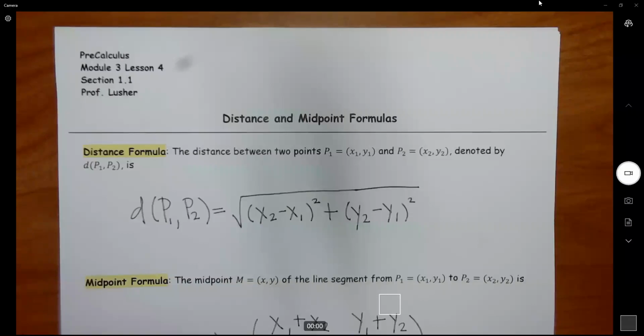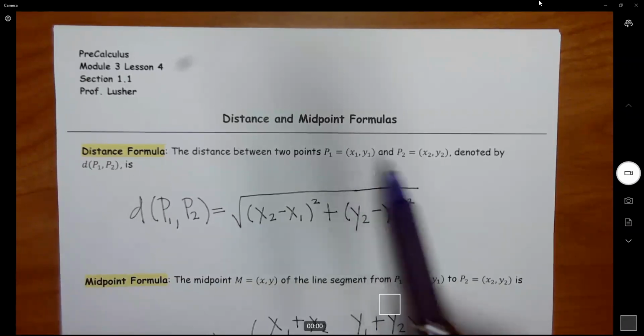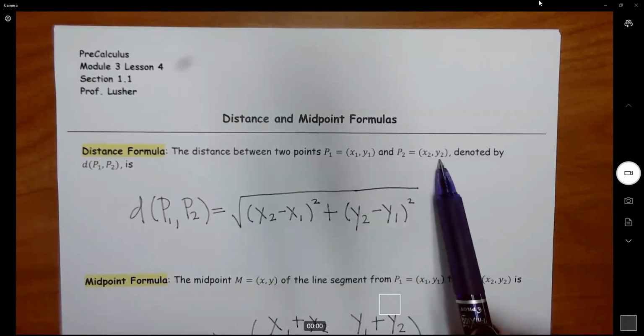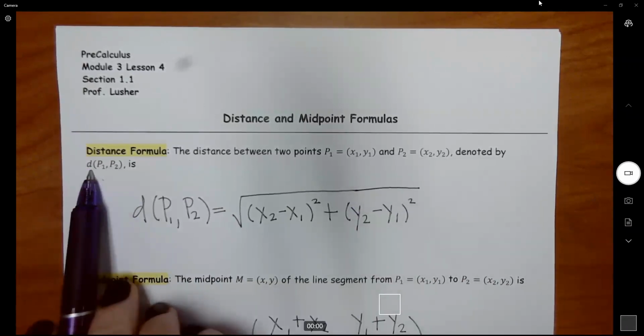Hey guys, in this video, we're going to go over the distance formula. So I already have it written down. Pause this video, make sure you copy it down. But it says the distance between 2 points P1, which is x1, y1, and P2, which is x2, y2, are denoted by this right here.